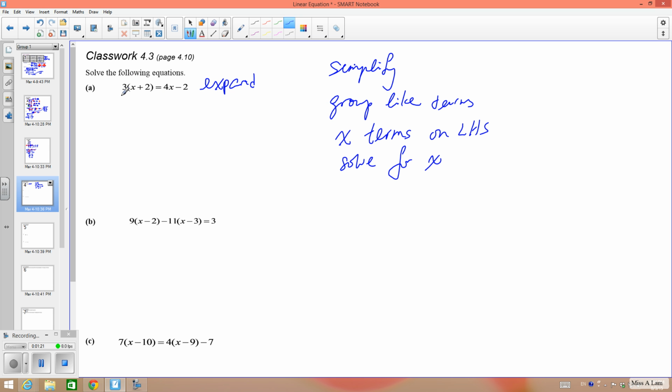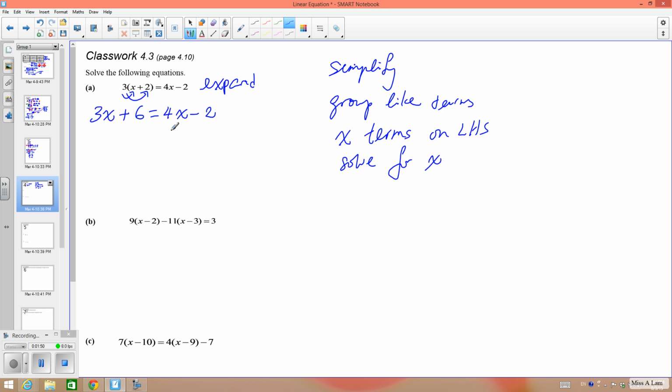That's why we multiply each term inside the brackets by 3. Therefore we have 3x plus 3 times 2 is 6, and then equals 4x minus 2. And now we have to group the terms together. We group the x terms together, and then we group the numbers together.